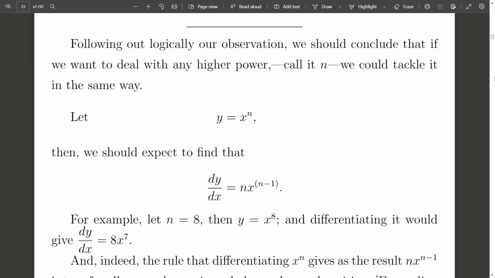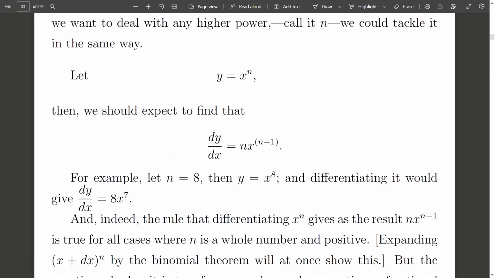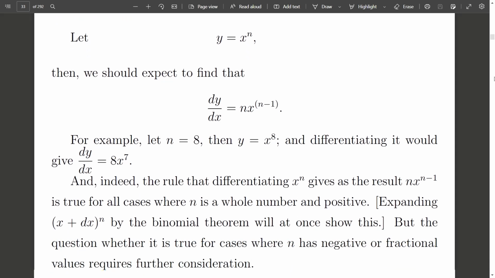Following out logically our observation, we should conclude that if we want to deal with any higher power, call it n, we could tackle it in the same way. Let y equal to x to the power n. Then we should expect to find that dy by dx is equal to nx to the power n minus 1. For example, let n equal to 8. Then y is equal to x to the power 8, and differentiating it would give dy by dx is equal to 8x to the power 7.